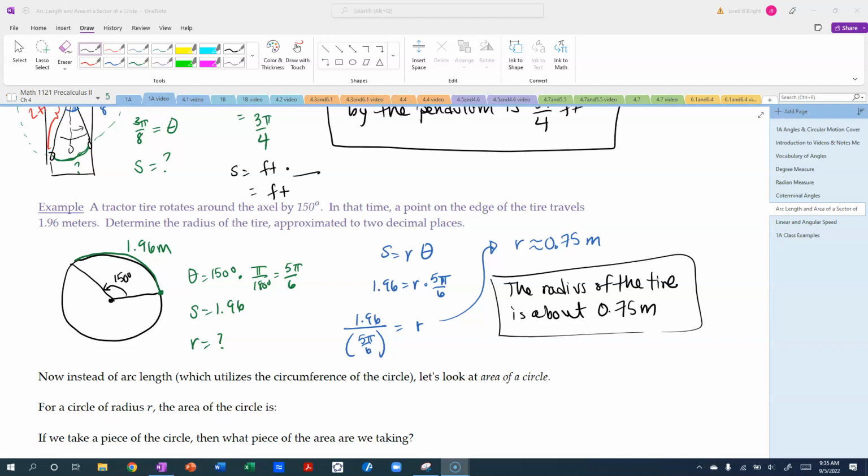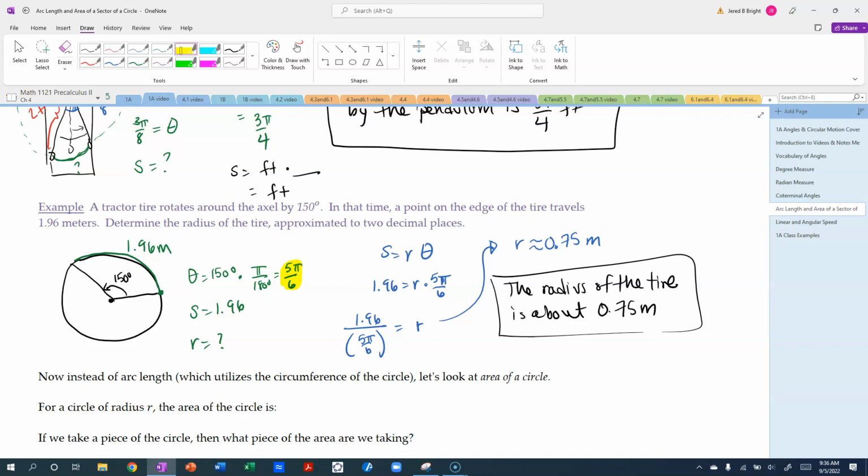Then I went from there, and I wrote down all my important quantities: theta, S, and R. R was unknown, and I said, okay, well, I have theta, S, and R. That has a formula, but theta needs to be in radians, right? So make sure to convert it, okay? You get a completely different answer with 150 in there instead.